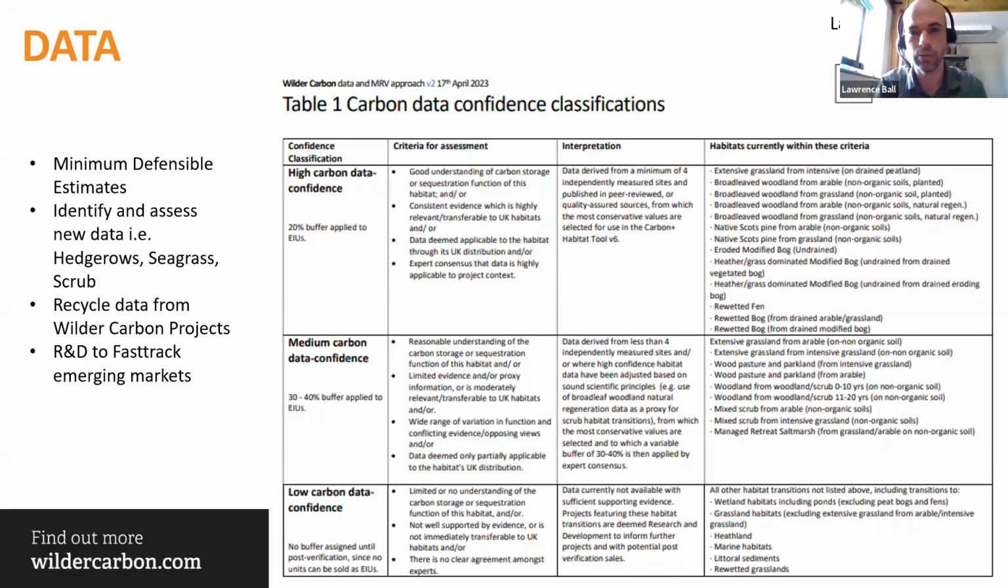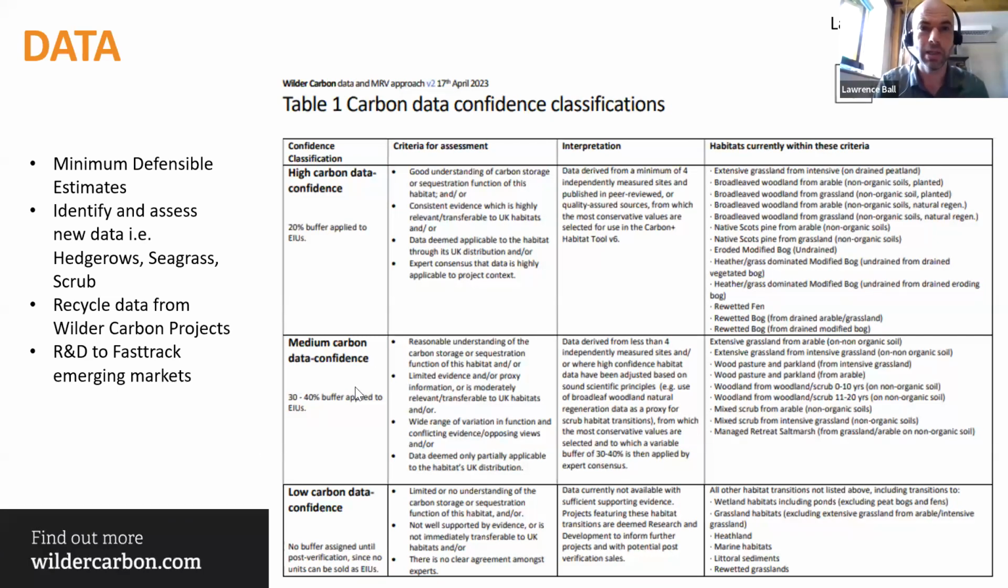This table here shows which habitats are currently in which confidence classes, and the buffer ranges from 20% for high confidence data scenarios through to 40% for medium confidence data scenarios. Units aren't sold against low confidence data scenarios, but instead these projects are earmarked for research and development and provide valuable opportunities to develop methods, data sets and calculations that can then support modelling for future projects with similar unusual habitats. And these sites do still have potential for post-verification sales.